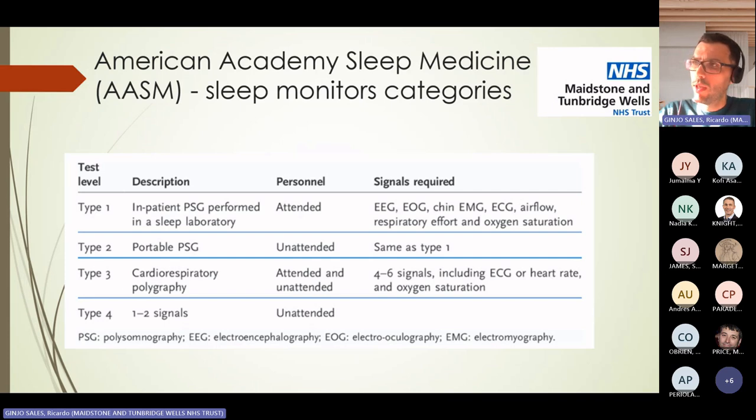The type 1 and type 2 are the most complex studies and are the gold standard for sleep disorders. So the type 2 is a portable polysomnography, which includes recording brain activity, electroencephalography, EOG, and electromyography. The type 2 is done at home, and the type 1 is done as inpatient.